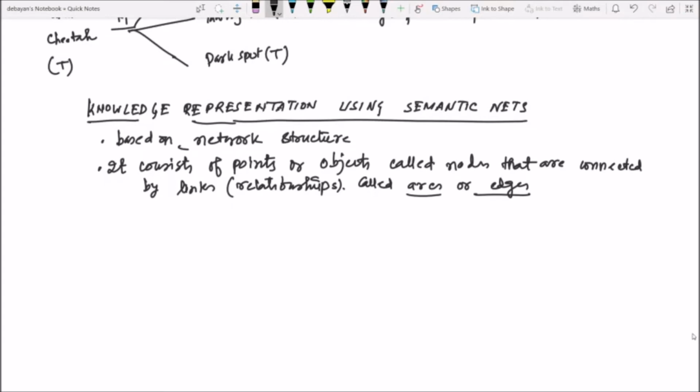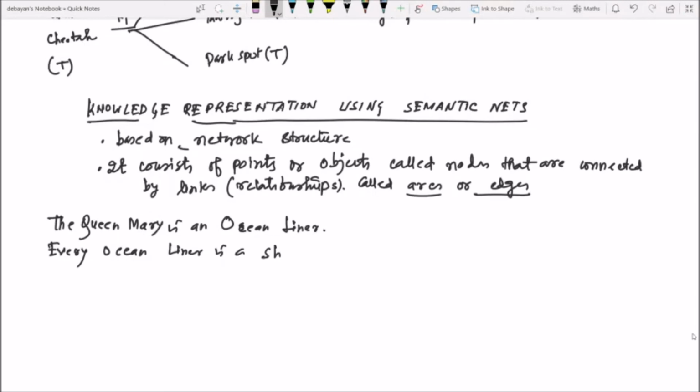I am just giving an example. You can say that Queen Mary is an ocean liner, and every ocean liner is a ship. If this comes like that, these are facts with no relationship.